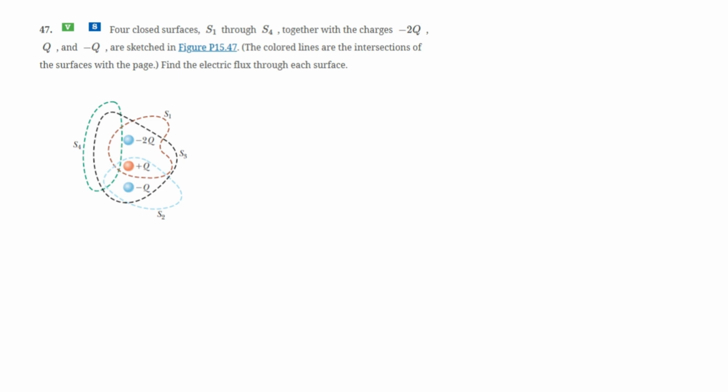Four closed surfaces, S1 through S4, together with the charges minus 2q, q, and minus q are sketched in the figure below. The colored lines are the intersections of the surfaces with the page. Find the electric flux through each surface. So remember that the electric flux through any surface will be equal to the Q interior over epsilon sub 0.